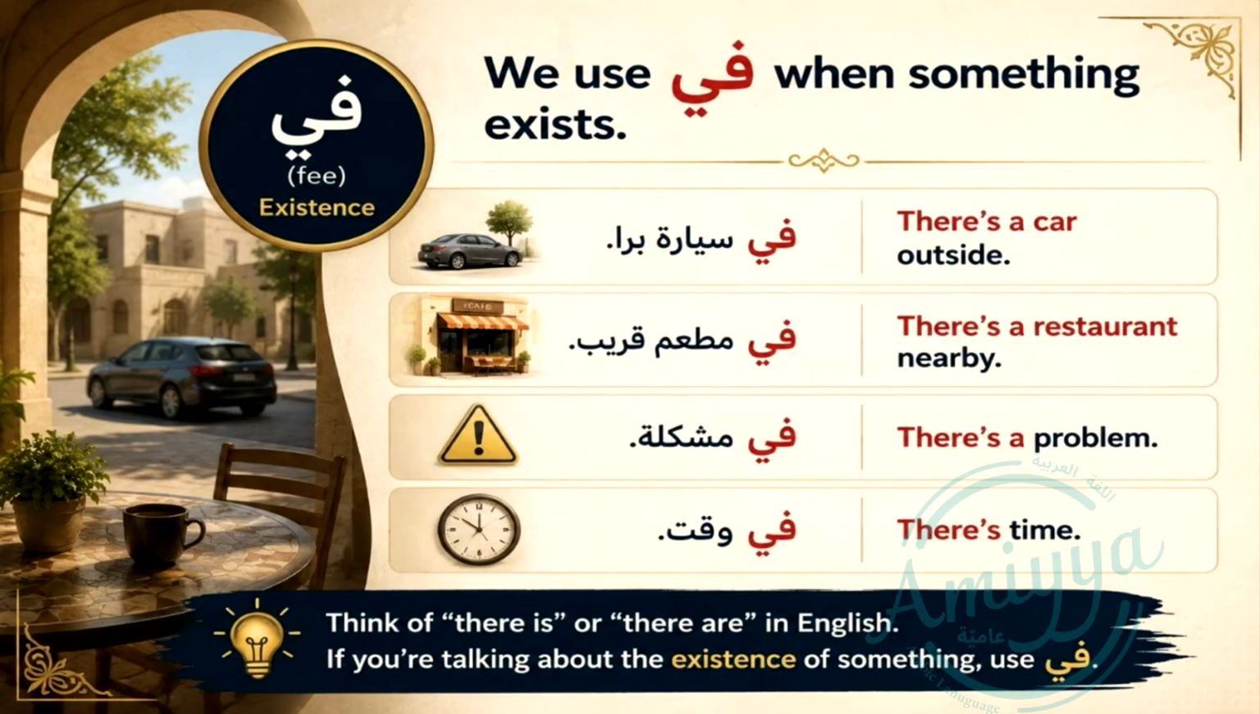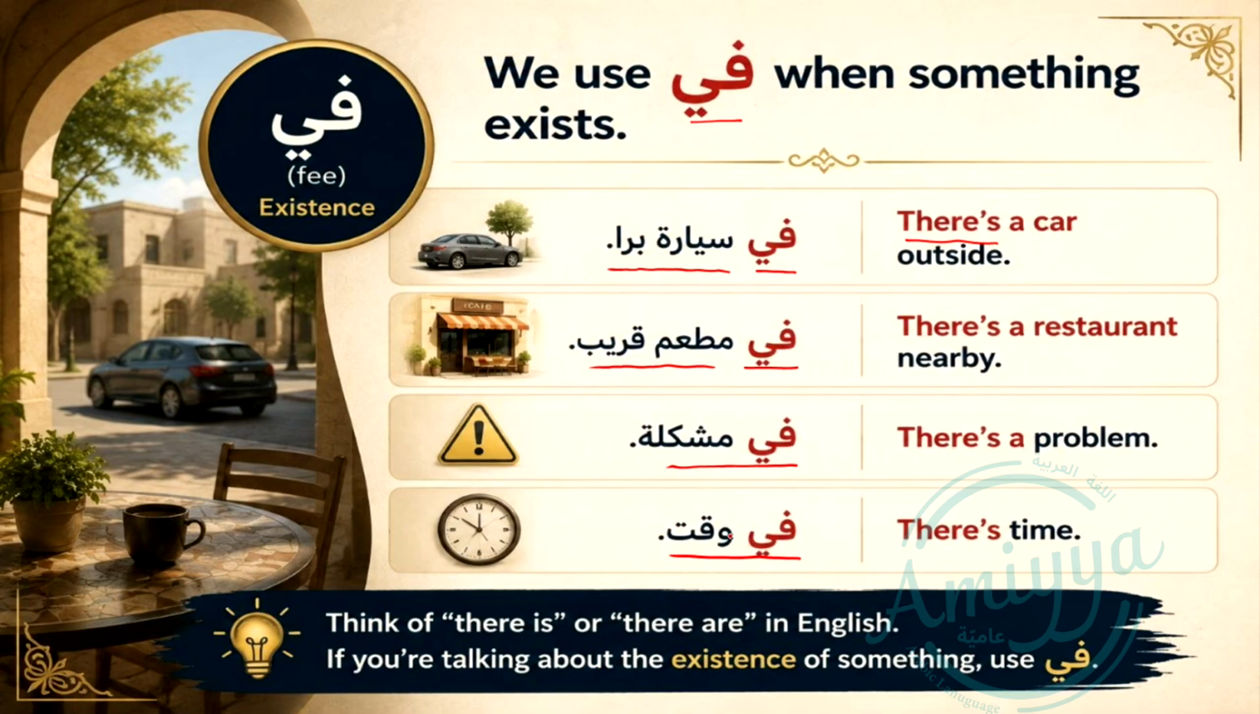Let's start with fi. We use fi when something exists. Think of it like there is or there are in English. If you are simply saying that something exists, use fi. For example, في سيارة برا. There is a car. في مطعم قريب. There is a restaurant. في مشكلة. في وقت.